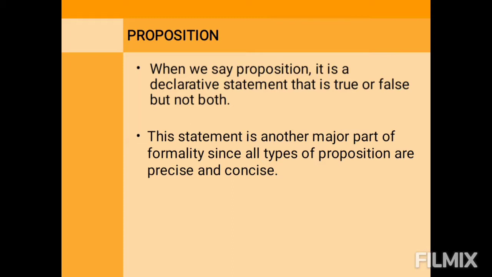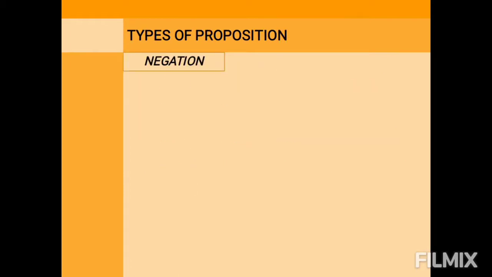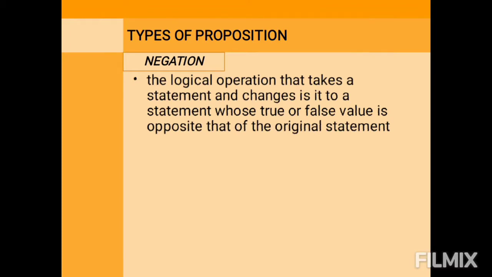And this is another major part of formality, since all types of propositions are precise and concise. Let's talk about the different types of proposition. First, we have negation, and from the word itself, you negate it. Let's see the definition. It is the logical operation that takes a statement and changes it to a statement whose true or false value is opposite that of the original statement. So when you are getting the negation of any original statement, you're just taking the opposite of that statement.